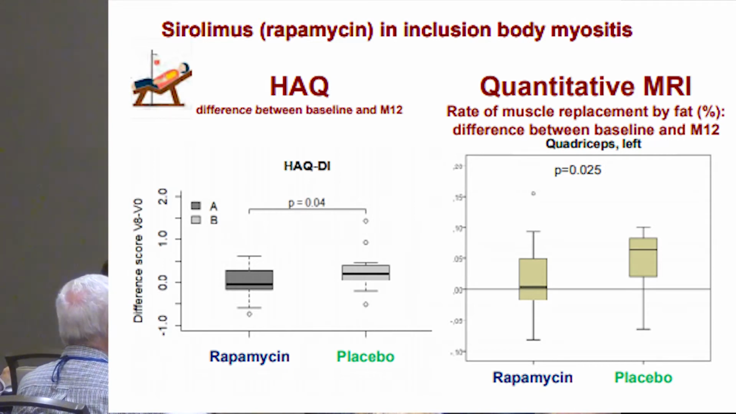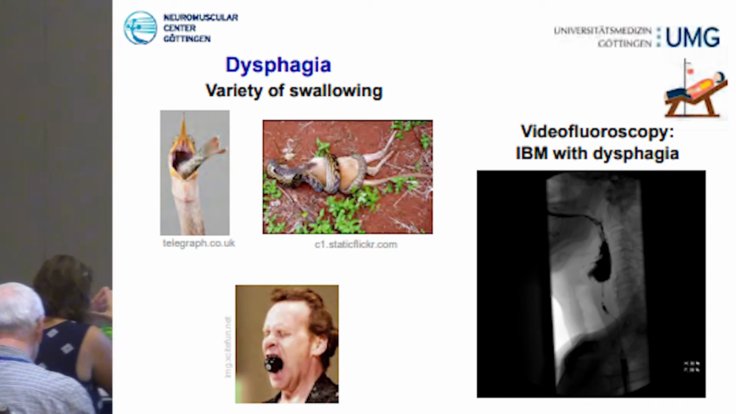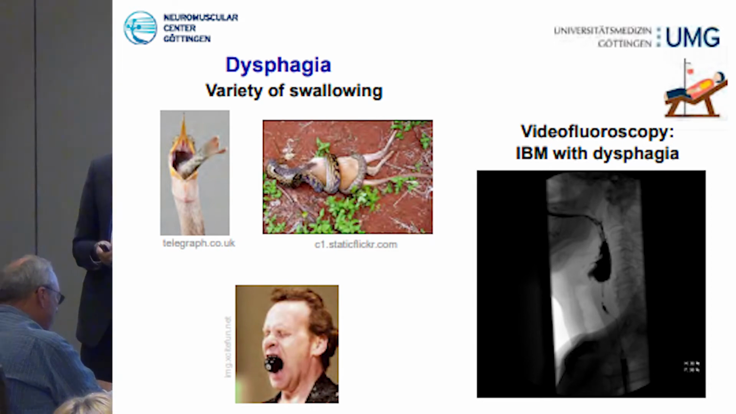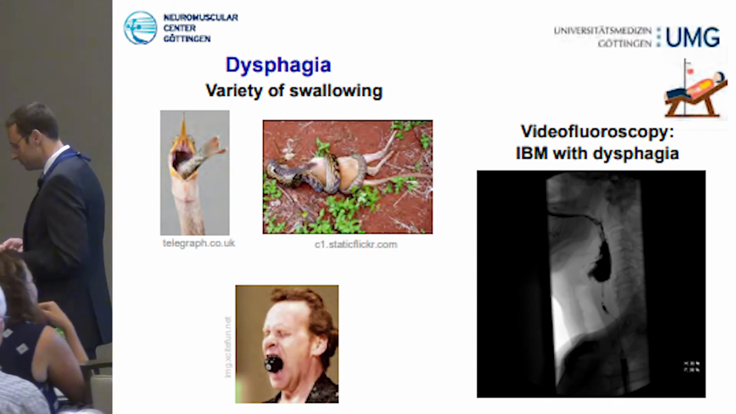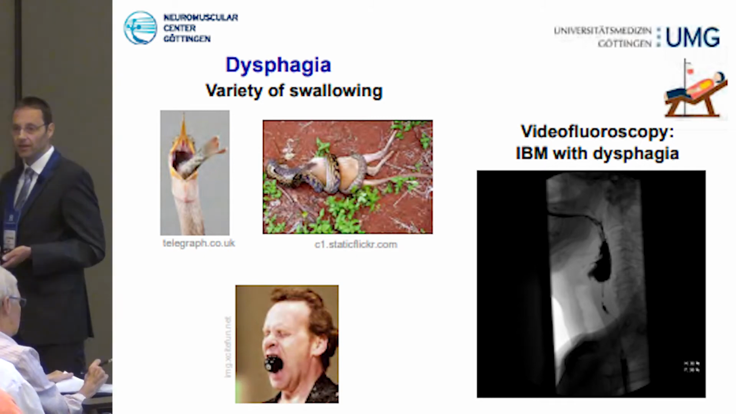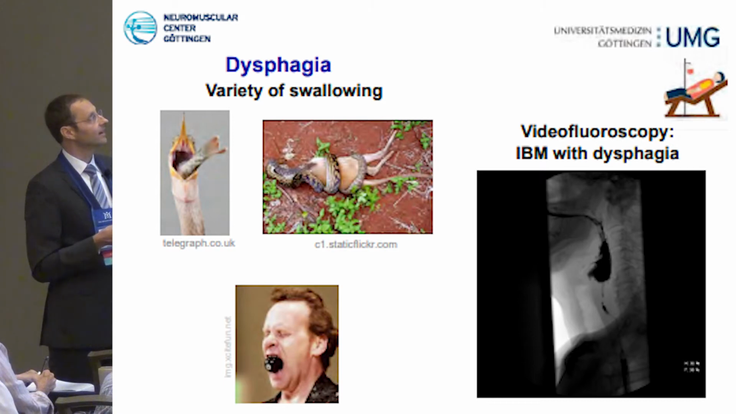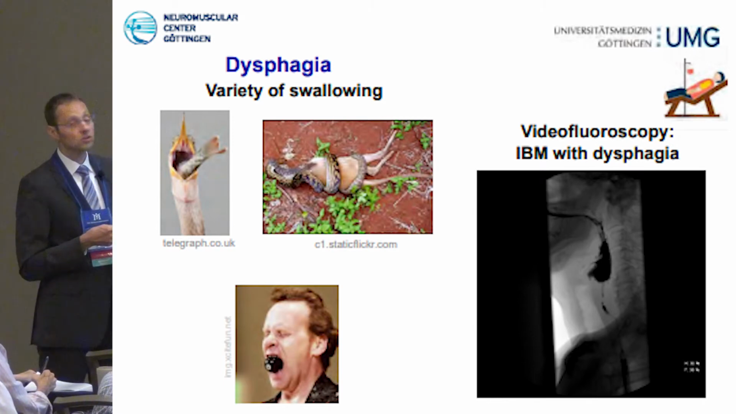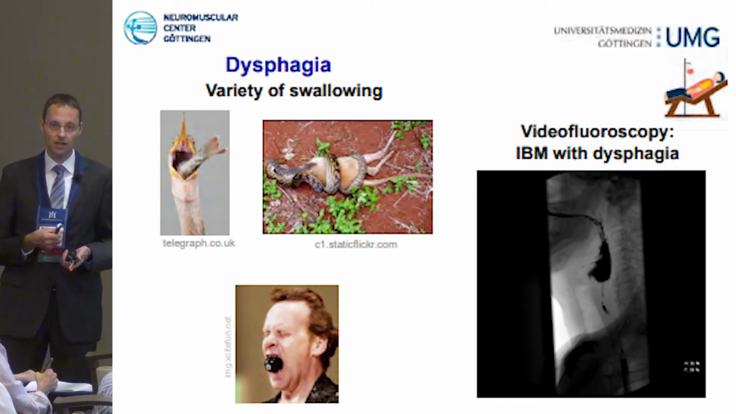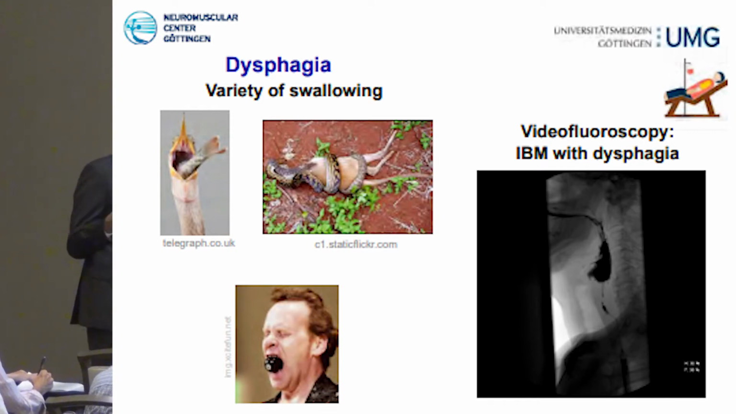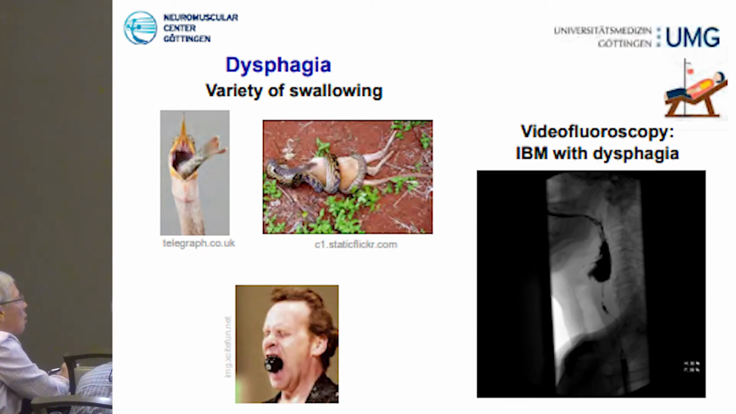Okay, now I would like to shift gears back from all these complicated interactions between inflammation and degeneration, and let's get more clinical for the last minutes. Swallowing is extremely important, and many patients with IBM suffer from dysphagia. Now, dysphagia, or swallowing in general, comes in various flavors.